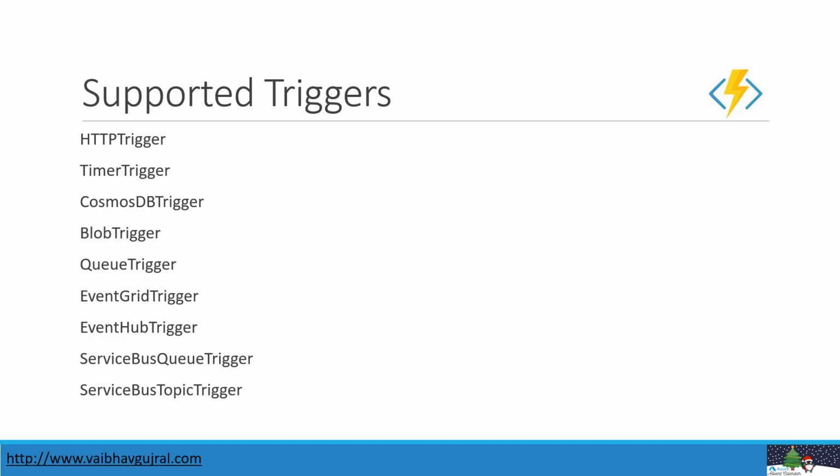Event Grid trigger and Event Hub trigger can be used to respond to events delivered to a subscription within an Azure Event Grid or to an Azure Event Hub. Service Bus Queue trigger and Service Bus Topic trigger can be useful for connecting your code to other Azure services or on-premise services by listening to message queues or by subscribing to topics.